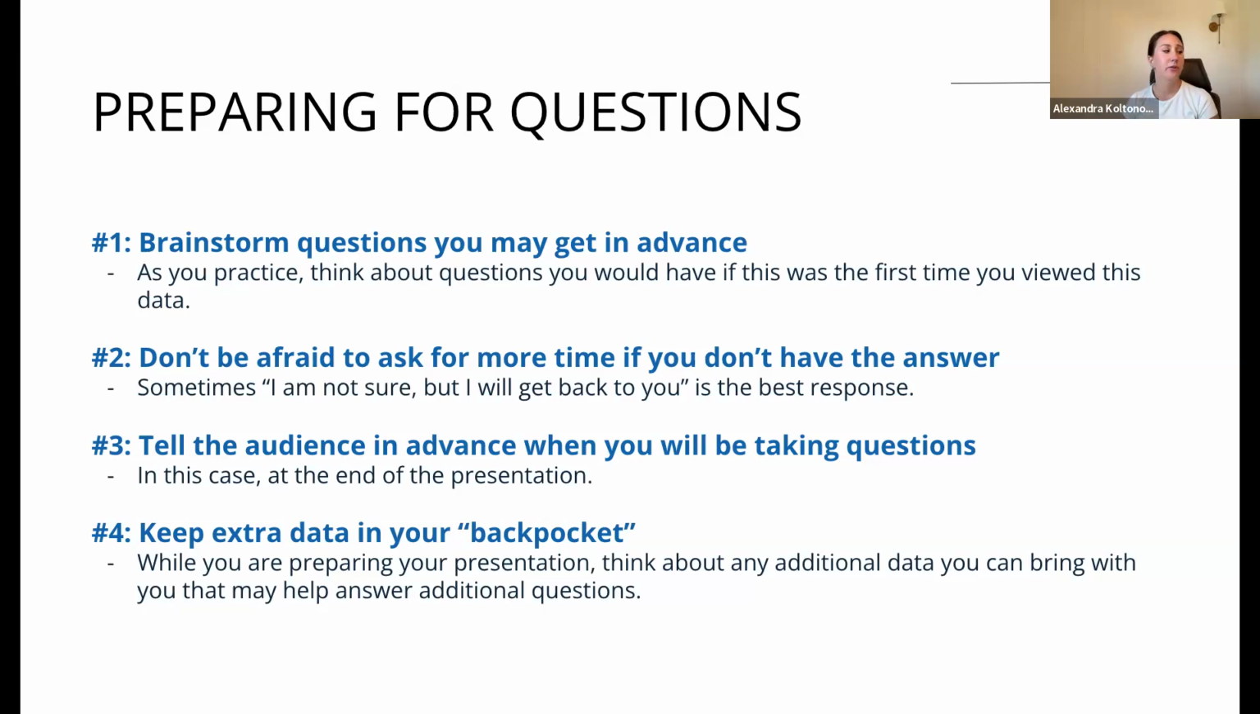And then, similar to number 3, keep extra data in your back pocket. While you're preparing for your presentation, think about any additional data in your notes section that could supplement the themes or visuals you are presenting to further tell that data story. If certain questions do arise, having that data in your back pocket is always helpful.